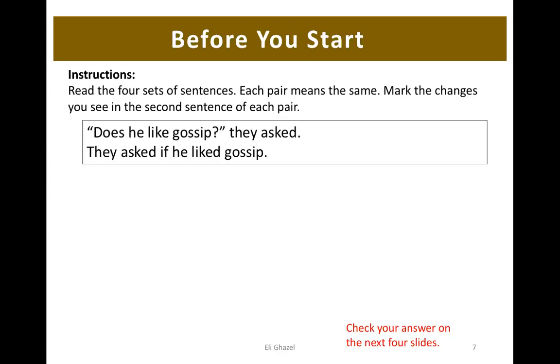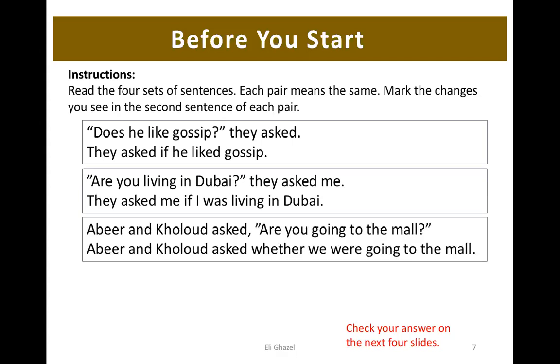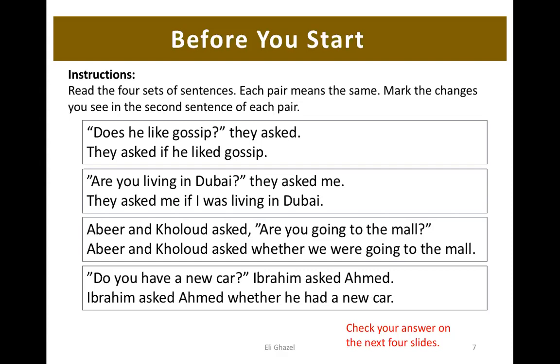So here's the first one. Does he like gossip? So it's a question they asked. They asked if he liked gossip. Two, are you living in Dubai? They asked me if I was living in Dubai. Abir and Khulud asked, are you going to the mall? Abir and Khulud asked whether we were going to the mall. Do you have a new car? Ibrahim asked Ahmed whether he had a new car.